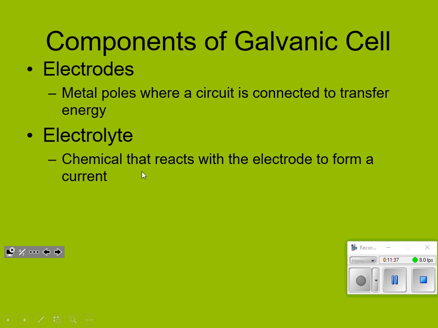Electrolyte is the solution that they are sitting in. That chemical will react with the metal pole. Perhaps you've heard the term electrolyte before, like with Gatorade commercials. Again, after exercising, you need to replenish your electrolytes. An electrolyte solution is typically just an ionic solution. Ionic solutions can help with that conduction of electricity as well, but they're going to be reacting in this case.